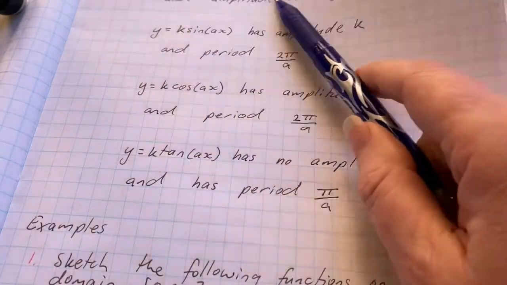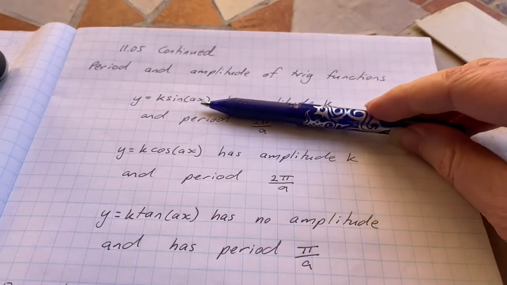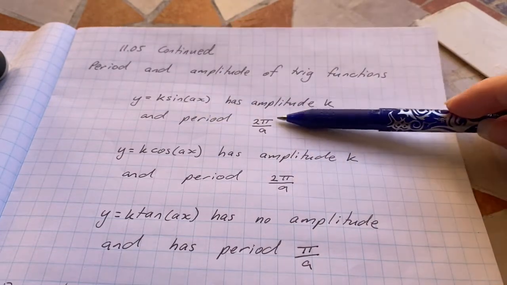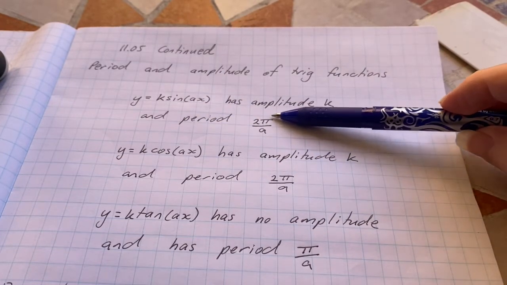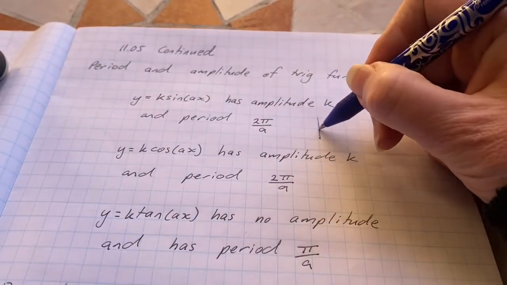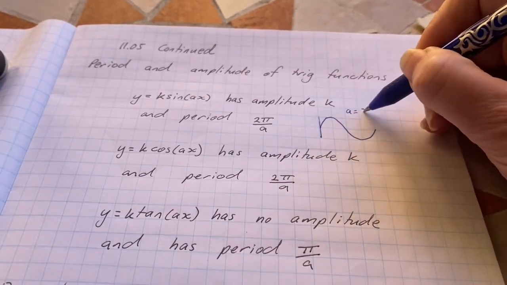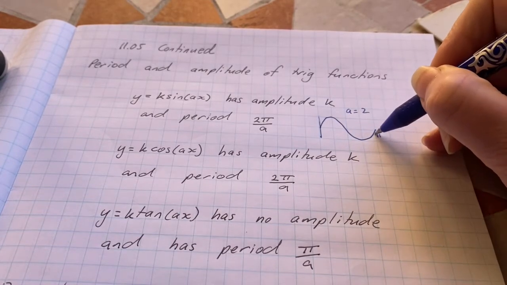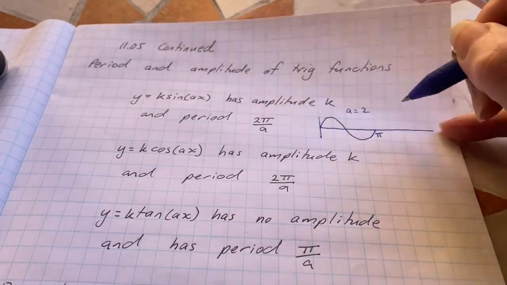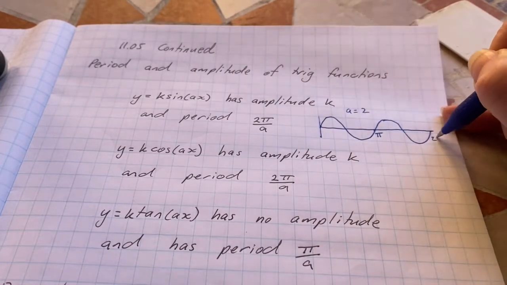So normally if you've just got sine x, then a equals 1, and the period is 2 pi that we talked about. So if a was 2, the period would be pi. So sine would just fit from 0 to pi. So here's a sine curve, and if a equals 2, instead of this being 2 pi, this would just be pi for that one. So what would happen is up to 2 pi, you would actually fit 2 periods.